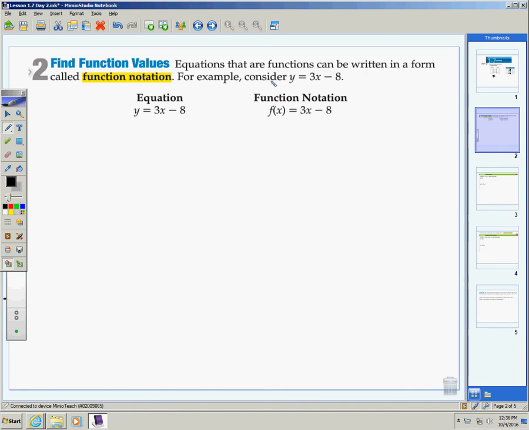So equations are functions sometimes written like this, okay? And we call this function notation. And what I want you to see is that basically the only thing that changes between equation and function notation is that your y is now going to be written as an f of x. The other side of the equation stays exactly the same. So you can sometimes remember this, y equals f of x. Basically, we're just going to replace the y in our equation with an f of x. That's what function notation does.